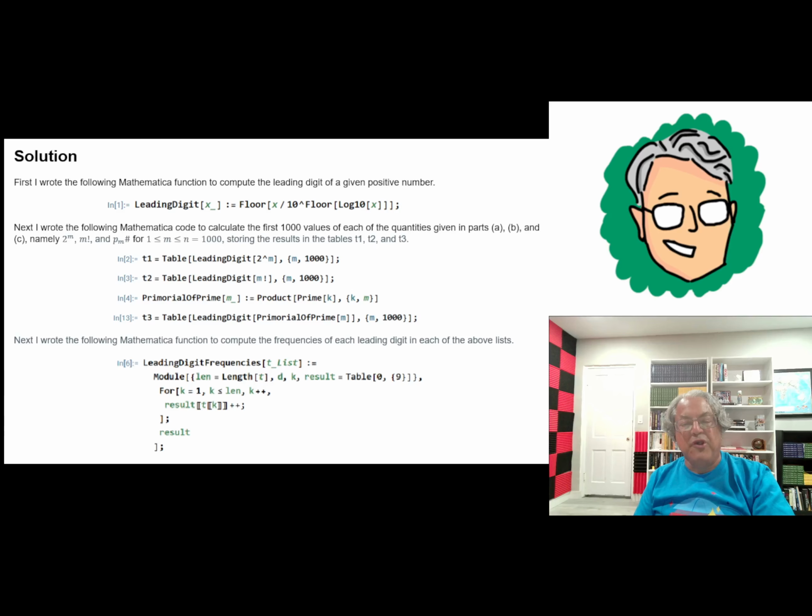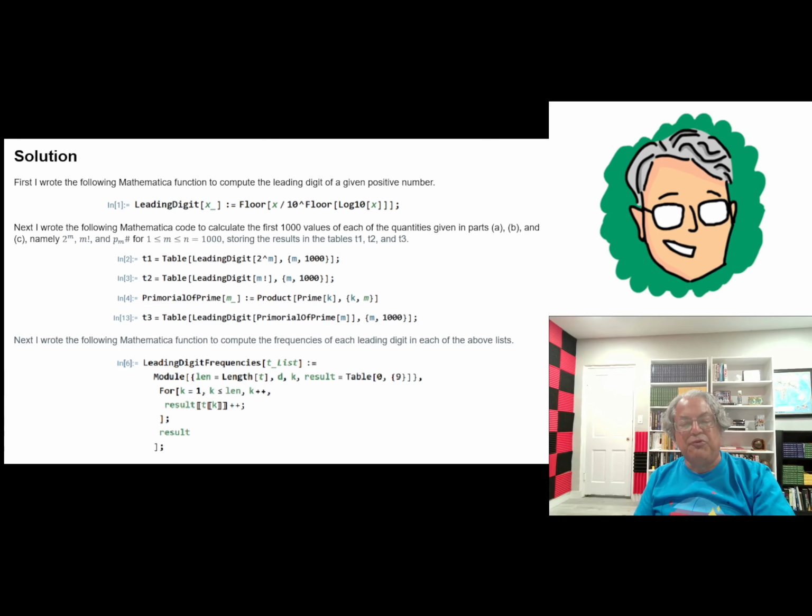The first two, A and B, are easy to do because you can automatically compute in Mathematica 2 to the m power and m factorial. We just do that for m going from 1 to 1000 for each of these sequences, and we compute the leading digits. This is going to give us sequences of length 1000, each element of which is a digit from 1 to 9, the leading digit of each of these terms.